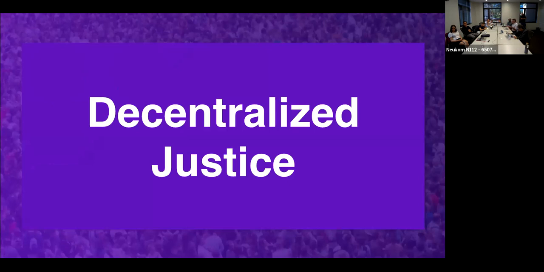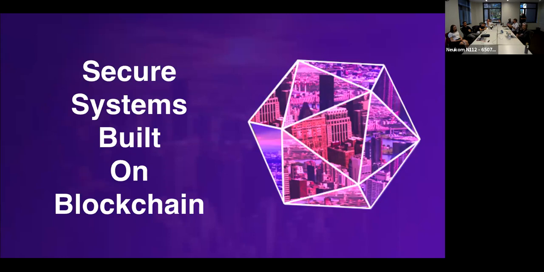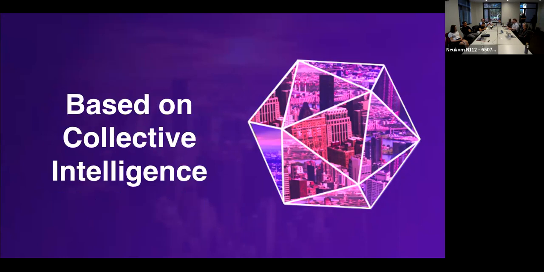Basically what we are doing is what we call decentralized justice, and this is built on 3 pillars. First, it's a system built on the blockchain. Since it's built on the blockchain, you are sure that nobody can tamper with the procedure. The way in which jurors are selected is fixed, and no one can change that. No one can tamper with the evidence. This is why blockchain is important for Kleros. Second, it's based on collective intelligence. It's basically a crowdsourced system for the solution.